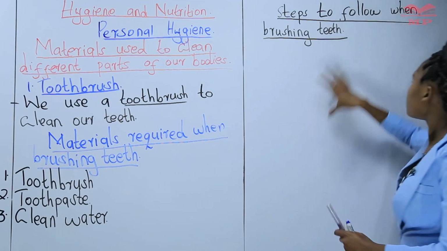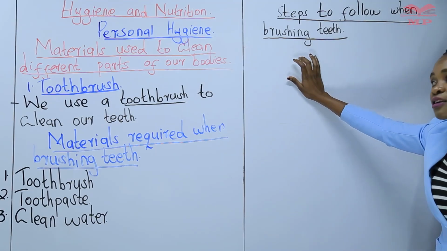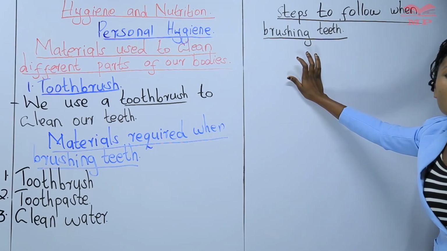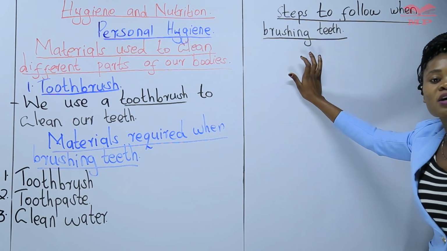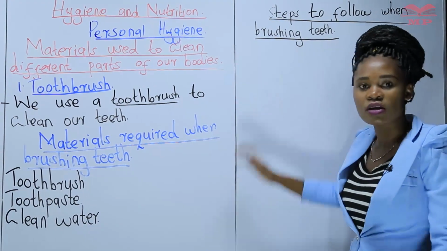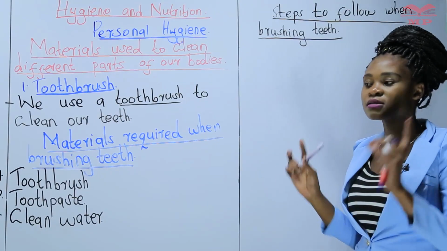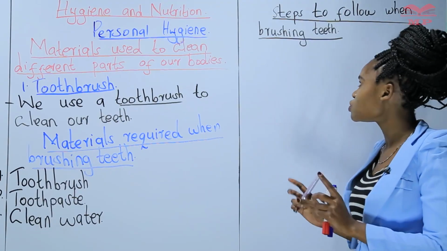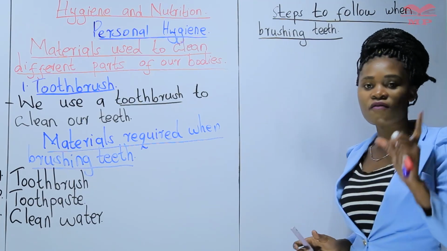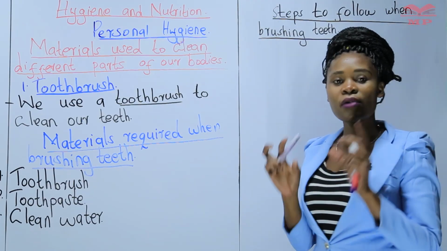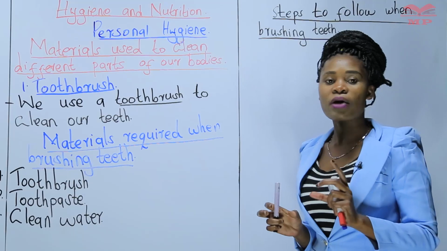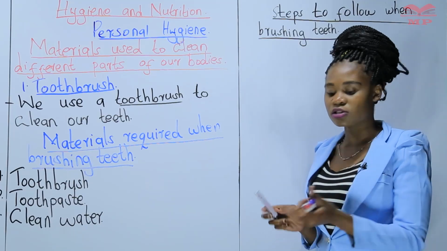Now, steps to follow when brushing teeth. When brushing teeth, there is a way you are supposed to brush your teeth. You don't just apply toothpaste on the toothbrush then start brushing your teeth. There are steps, or there is a proper way in which you are supposed to brush your teeth. So the first thing you are supposed to do is apply enough toothpaste on a toothbrush.